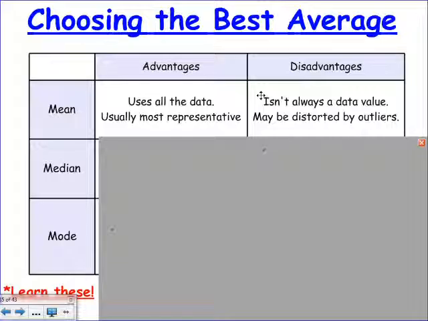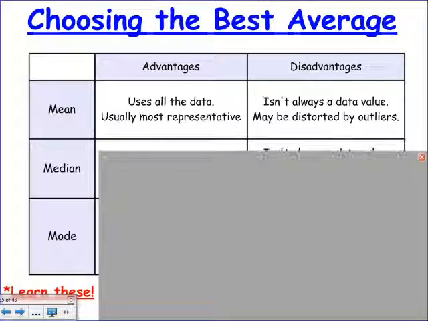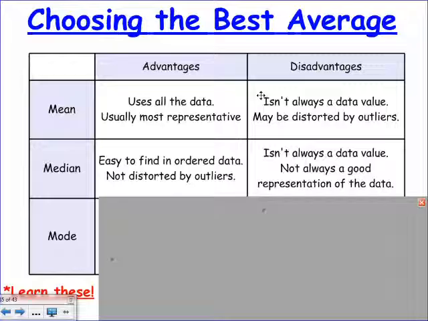1. It's got rid of the rest of our bits of information. So a disadvantage of a median is it's not always representative of your data. If it's 1 and I've got values of 2, 5 and 8, it's not even considered all my other values. So a median is easy to find and it's not distorted by outliers. However, it's not always a data value and it's not always a good representation of the data.